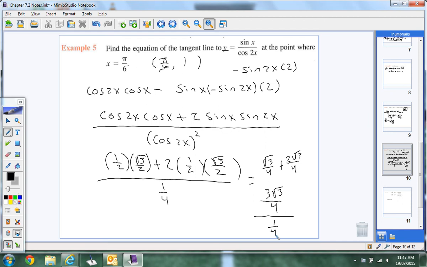So what's going to happen with that? After the 4? Okay, good. And so a 4 is on top, a 4 is on bottom, so what happens to the 4s? They cancel. So essentially, your answer is just 3 √3. Okay? That's your slope.